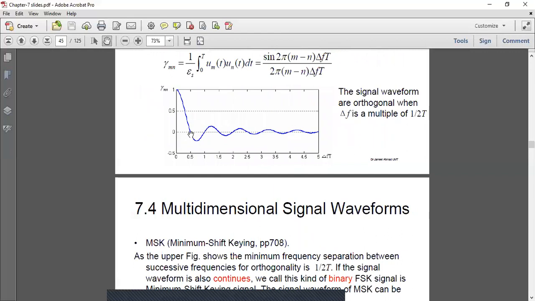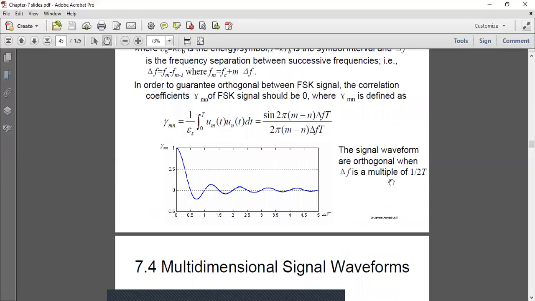So these are the points 0, 0. The difference is 0.5 over T. It has been normalized over here, so you can take delta F equal to 1 by 2T. Since this is normalized by delta F times T, we are only considering the spacing as 0.5. You can see that this is 0.5, then again 0 at 1, then 0 at 1.5, and at 2 it is again 0. So for the correlation coefficient, the spacing should be such that this condition is satisfied: delta F is a multiple of 1 by 2T.